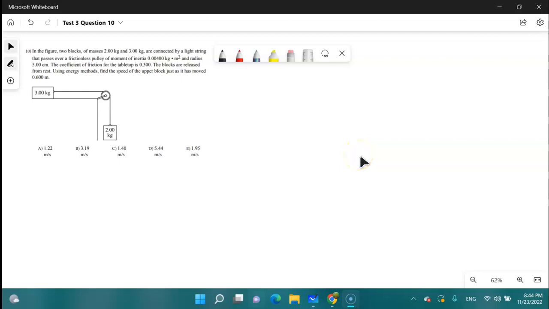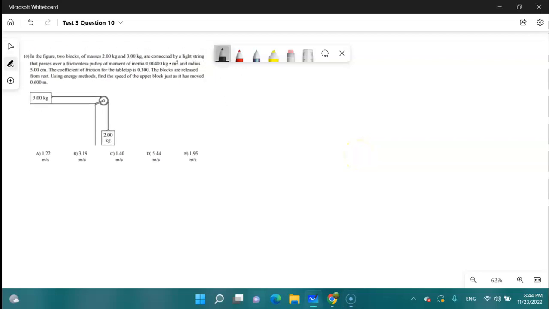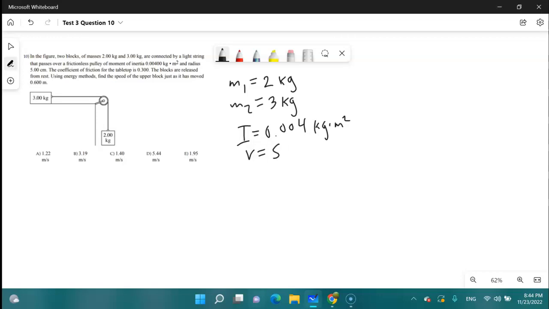In this figure, two blocks of masses, let me write down the masses, 2 kilograms and 3 kilograms, are connected by a light string that passes over a frictionless pulley with a moment of inertia, let's mark the moment of inertia, of 0.004 kilograms times meters squared, and a radius of 5 centimeters.